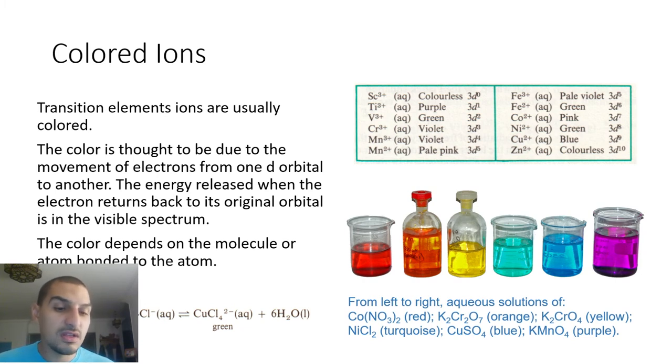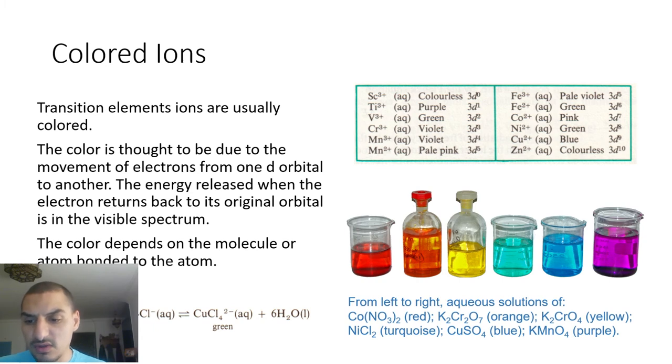This is not only like this. You can find that the salts of the same transition element will have different colors. For instance, manganese 3 plus is going to be violet. If it's 2 plus, it's going to be pale pink. Iron 3 plus is going to be pale violet. Iron 2 plus is green, and so on. So this is a very, very common property of the transition elements.